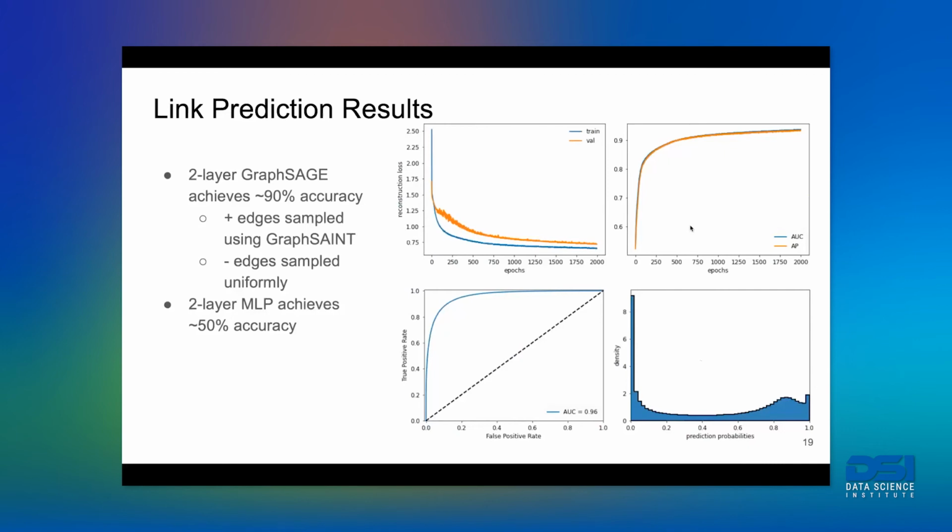The top two plots are performance over the course of training, showing the loss function and also the AUC and the average precision. Then the bottom two plots are showing the AUC, which is quite good, it's 0.96. And also you might be interested in just how the probabilities are distributed. So this is a histogram of the probabilities for the edges.